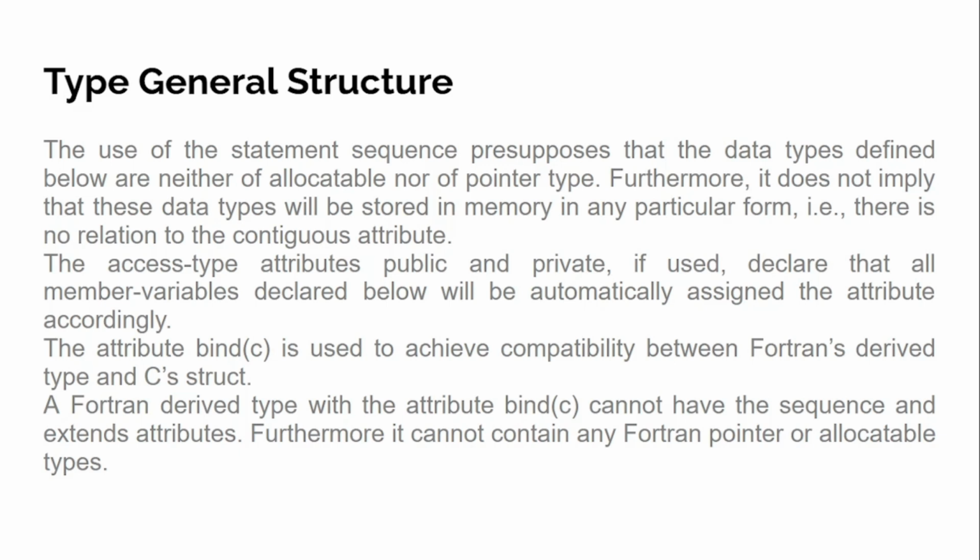The access type attributes, public and private, if used, declare that all member variables declared below will be automatically assigned the attribute accordingly. The attribute bind(C) is used to achieve compatibility between Fortran's derived type and C's struct. A Fortran derived type with the attribute bind(C) cannot have the sequence and extends attributes. Furthermore, it cannot contain any Fortran pointer or allocatable types.